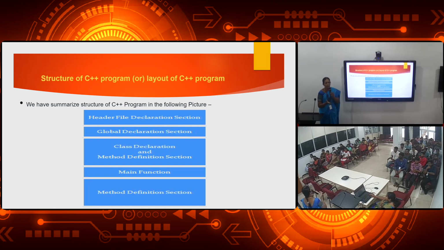And the last one is the method definition section. As I already told you, the definition of the methods can be given outside the class. So you give only the declaration of the methods inside the class, and the definition of the methods is given either before the main function or following the main function.